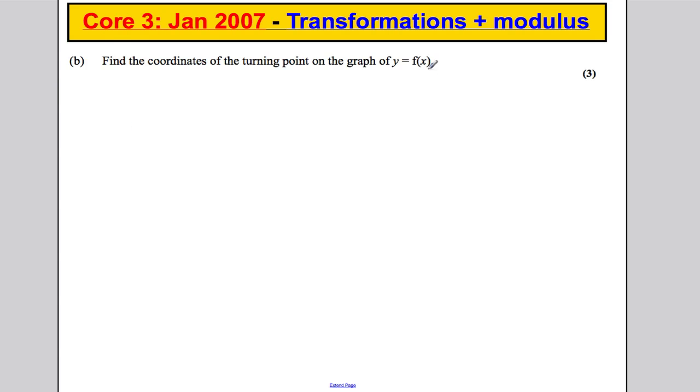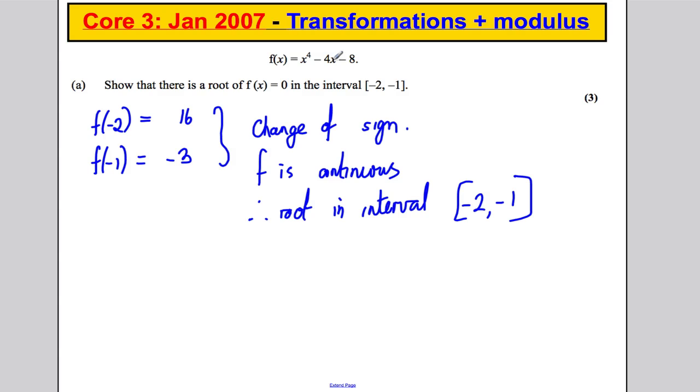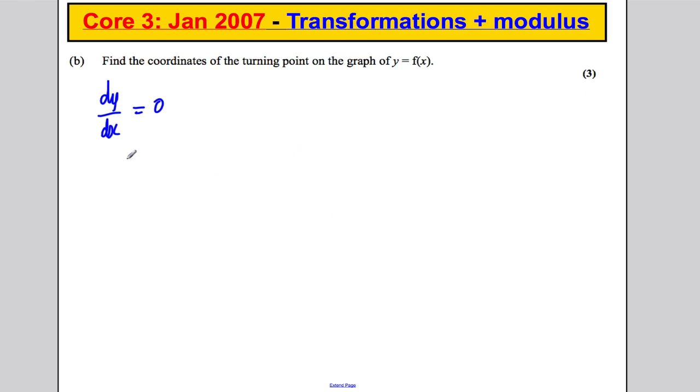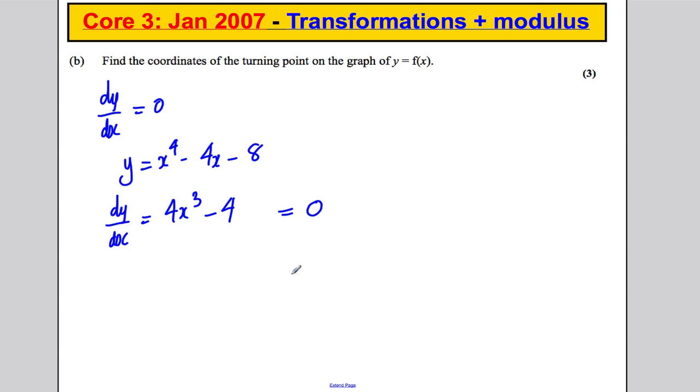Part B, find the coordinates of the turning points of the graph. A turning point is where the gradient function dy by dx is 0. Now our function is y is x to the power of 4 minus 4x minus 8. Find the coordinates of the turning point. Let's differentiate. dy by dx is therefore 4x cubed subtract 4, and you want to solve when this is equal to 0.